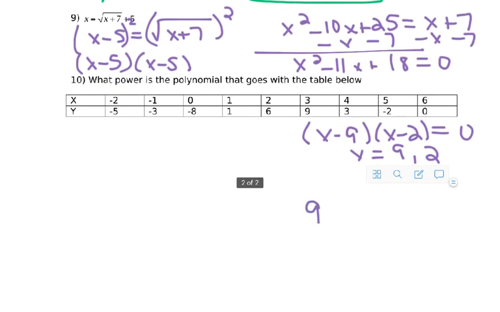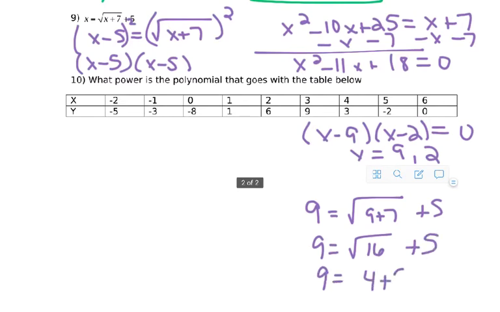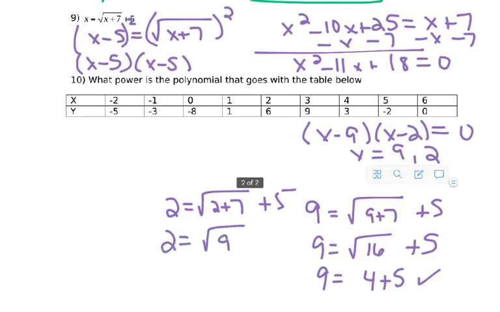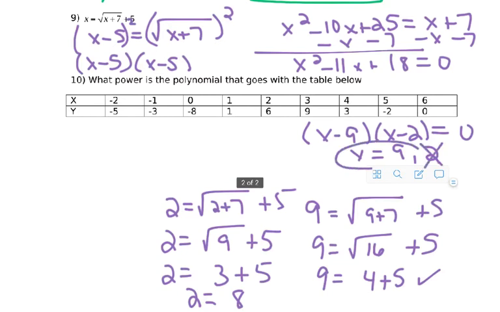So my first question is, is 9 equal to the square root of 9 plus 7 plus 5? So 9 is equal to the square root of 16 plus 5. 9 is equal to 4 plus 5, which it is, so 9 works. Is 2 equal to the square root of 2 plus 7 plus 5? 2 is equal to the square root of 9 plus 5. 2 is equal to 3 plus 5. 2 is not equal to 8. So it turns out that 2 is an extraneous solution, and 9 is the only answer.